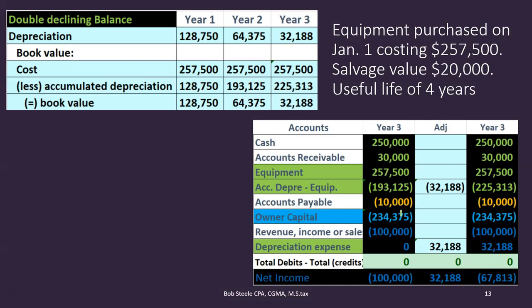If we look at that in terms of the table and the chart of accounts, then we can see the value of the equipment's on the books for the 257.5. The accumulated depreciation before this adjusting entry is 193,125, which is what it was in year 2. If we subtract those out, we get the book value of the 64,375. The 257.5 minus the credit of 193,125 gives us the book value of 64,375. We can see that the revenue, we once again are assuming that we earned the same amount of revenue in year 3 as we had in year 1 and year 2.